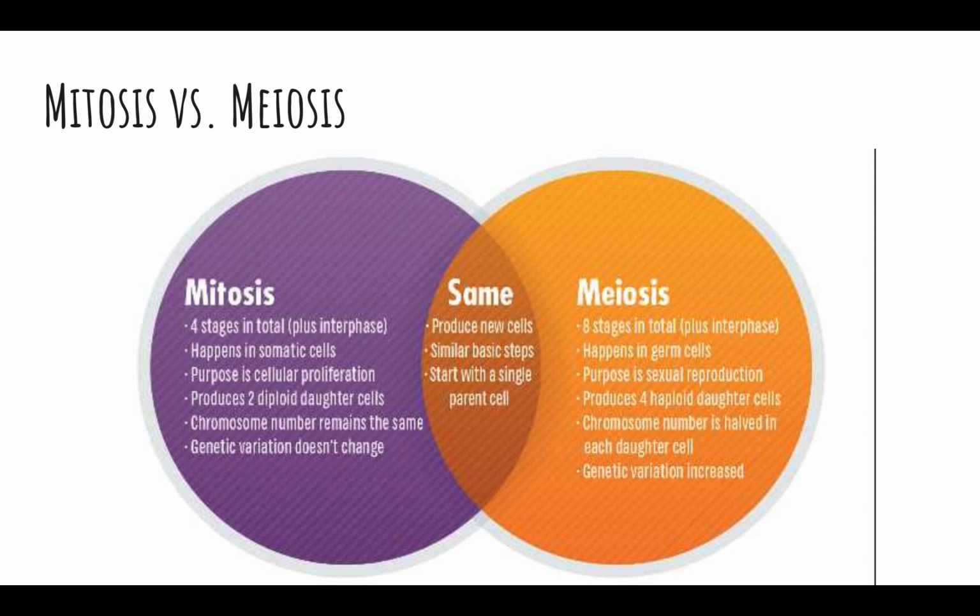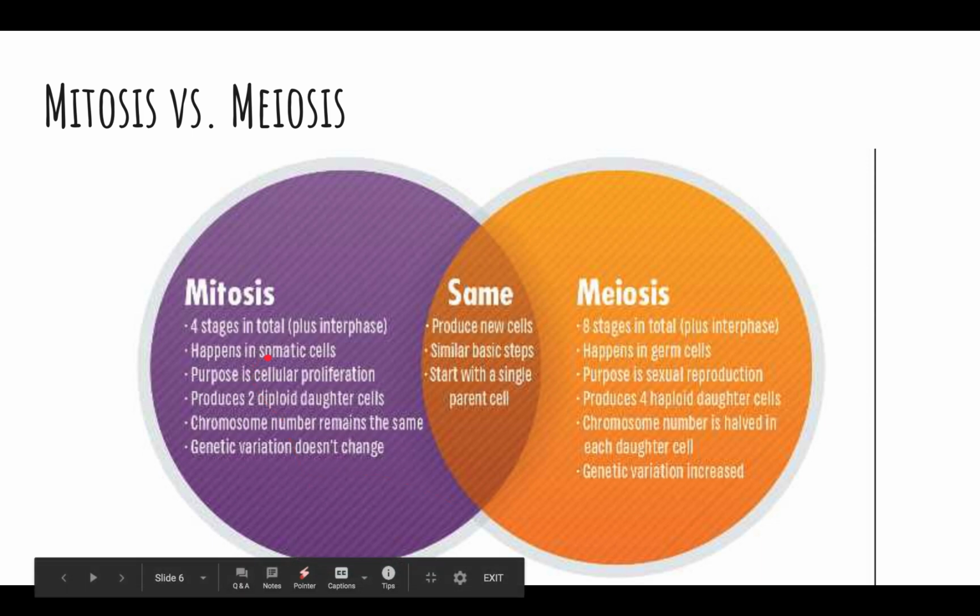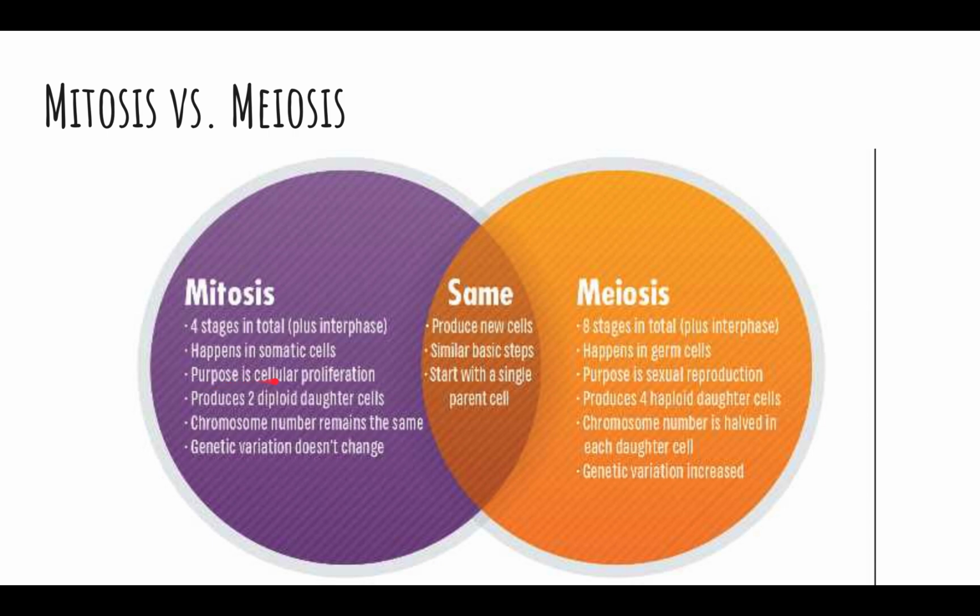And mitosis on the left, we already know about. That there's 4 stages plus interphase. There's prophase, metaphase, anaphase, telophase. They happen only in somatic cells, which now you know that means body cells. Their purpose is just to make more cells. So cellular proliferation, that's what that means. And they produce 2 diploid daughter cells.